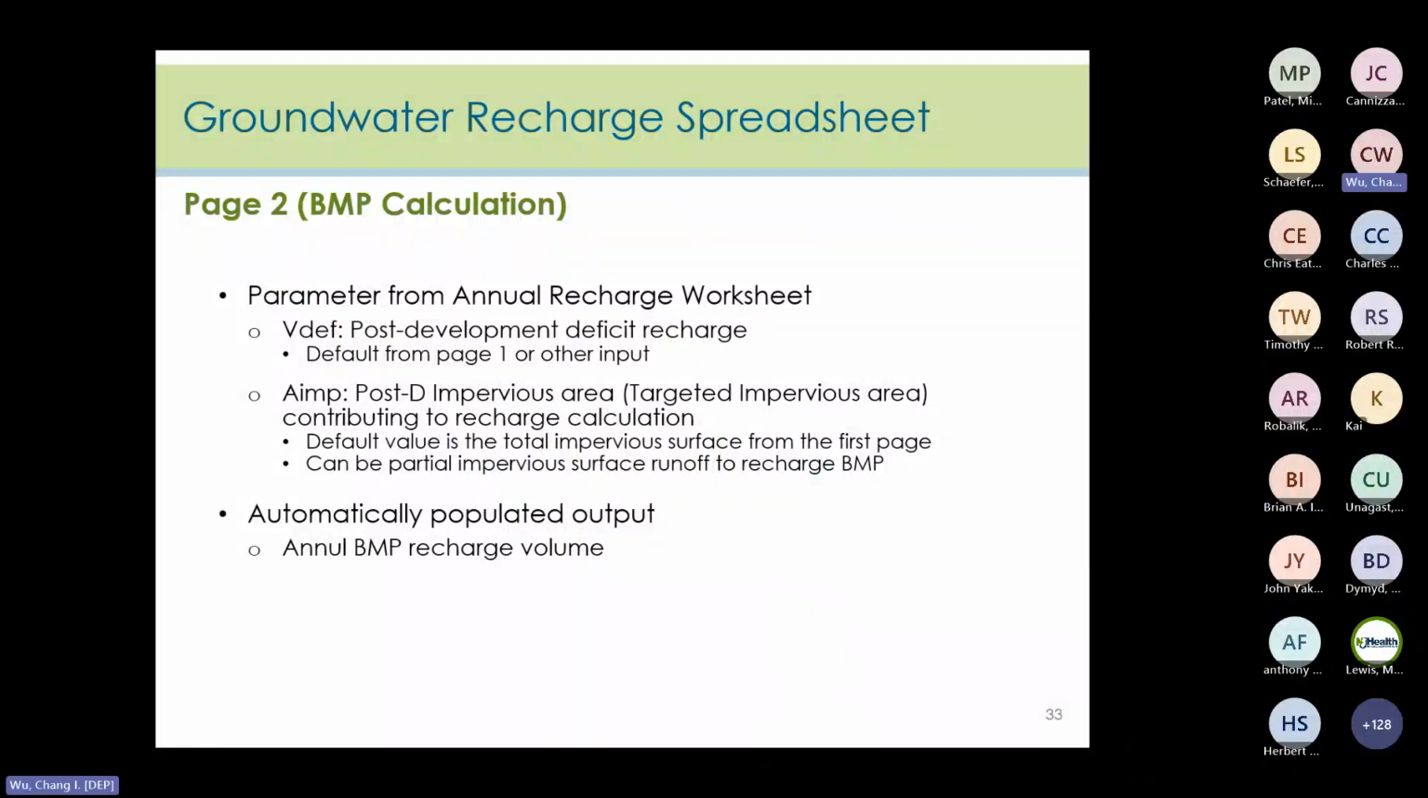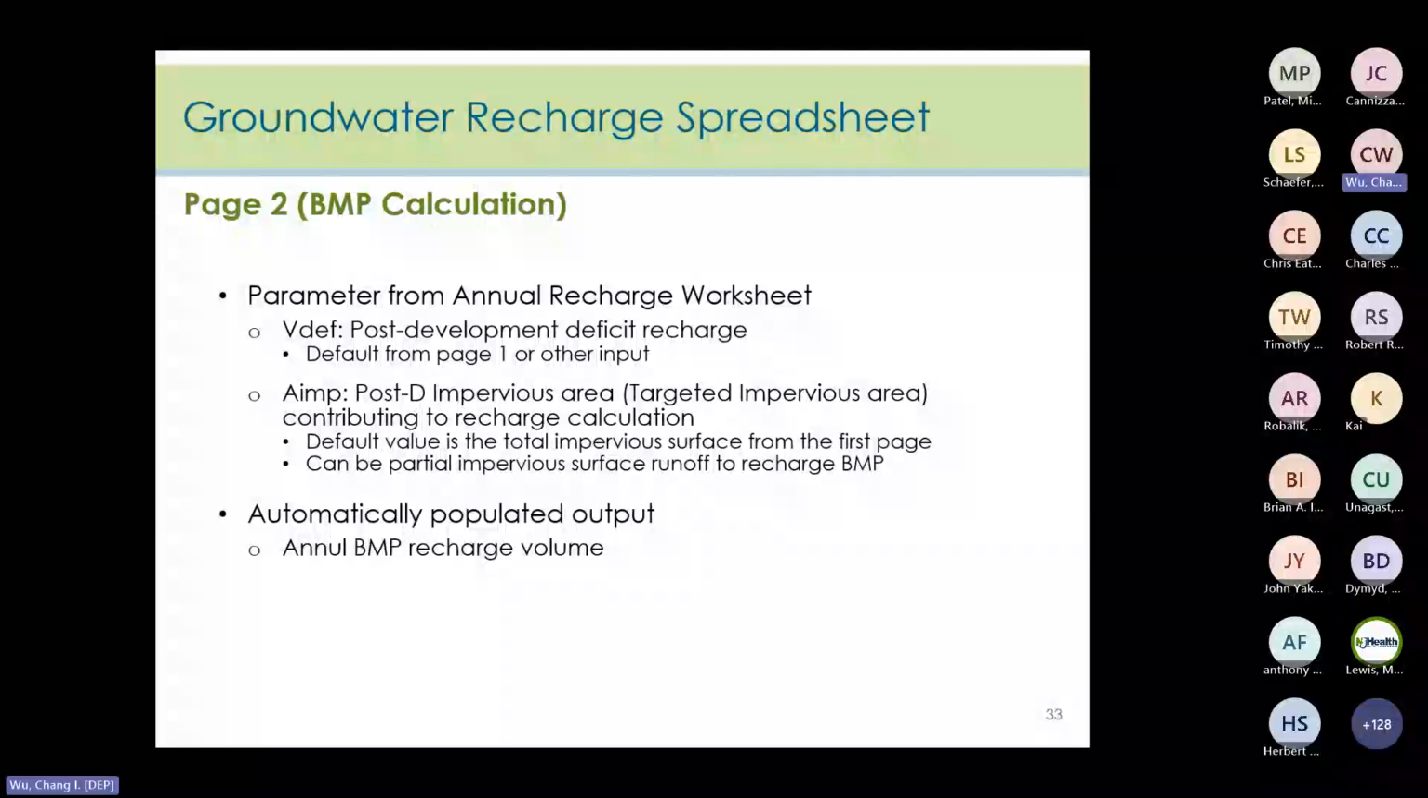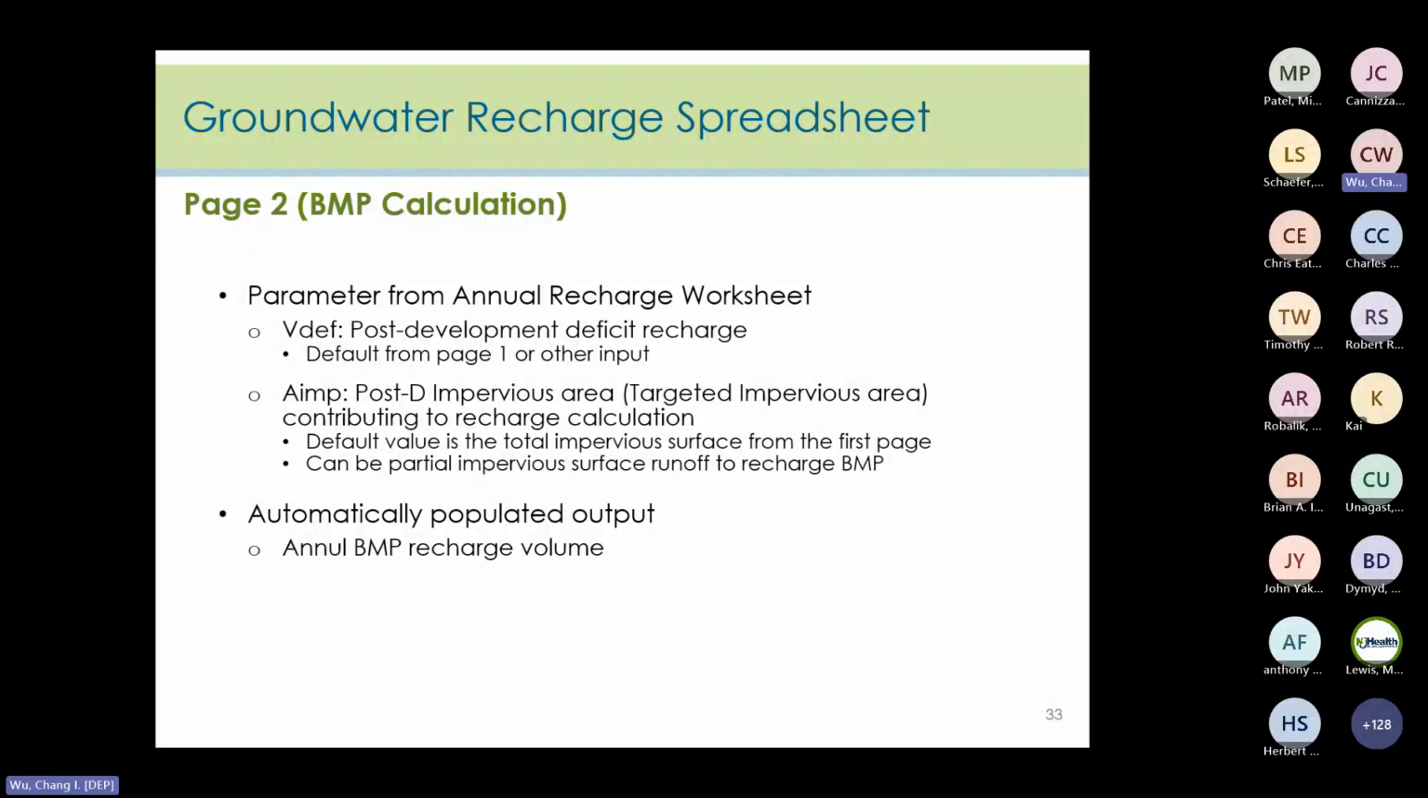There are some parameters that are kind of complicated, but basically, the red letters on the spreadsheet on the second page show the status of whether the calculations are correct. When you input those parameters in the second page, the spreadsheet will automatically calculate whether the BMP provides sufficient recharge volume, so you don't have to click those buttons.